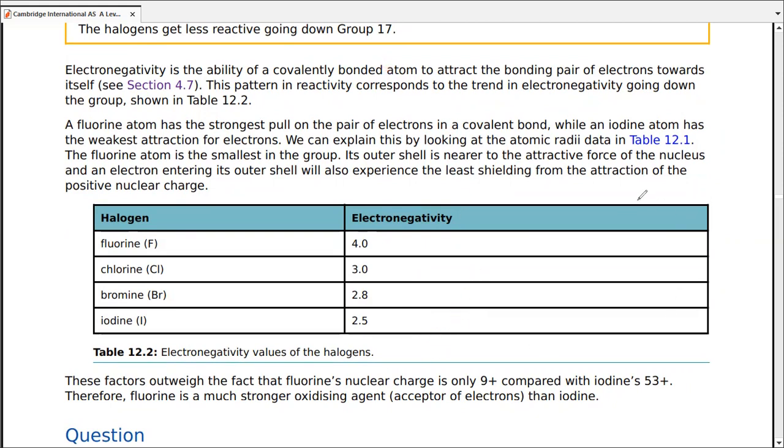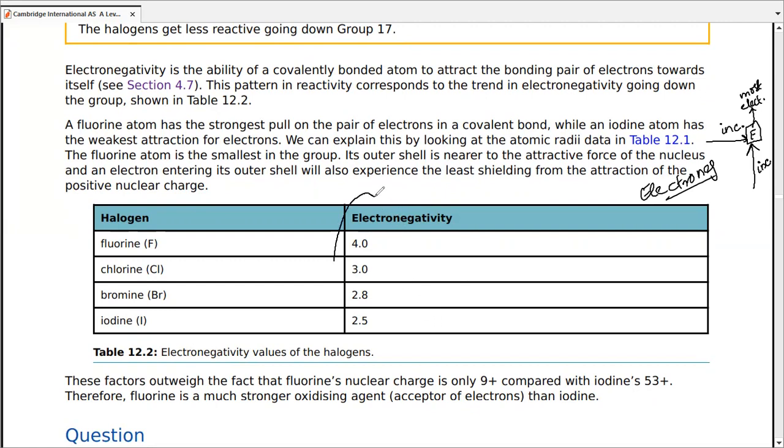if I talk about electronegativity as a trend, this trend increases from left to right in a periodic table, and this also increases from bottom to top in a periodic table, because of which fluorine is considered to be the most electronegative element in the periodic table, right? So this gives us the idea why fluorine has the strongest pull on the pair of electrons in a covalent bond, and iodine has the least pull.